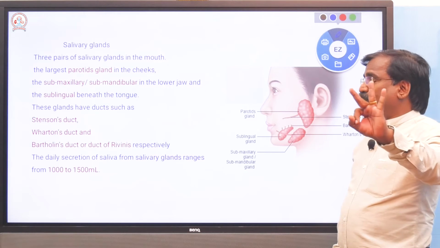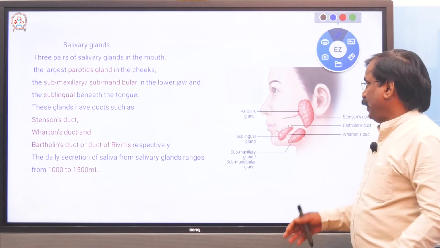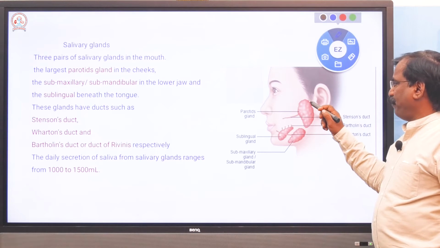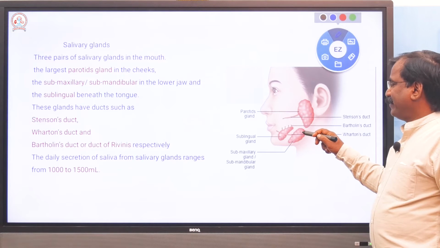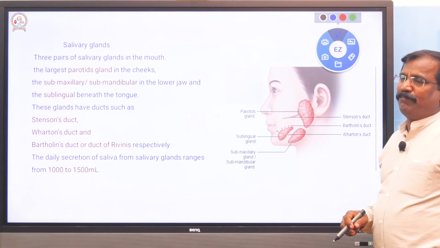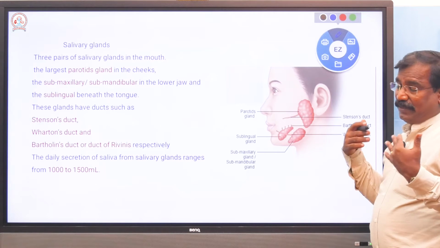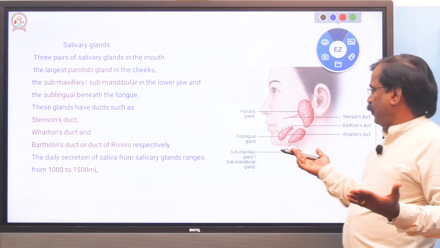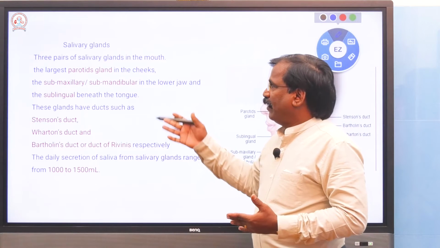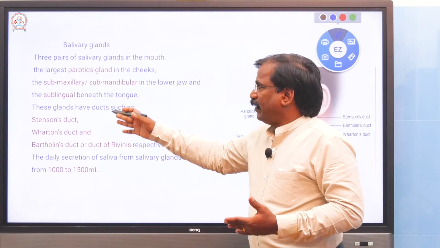What are they? Parotid, sublingual and submandibular. There are 3 pairs of salivary glands. What are they? The 3 pairs.